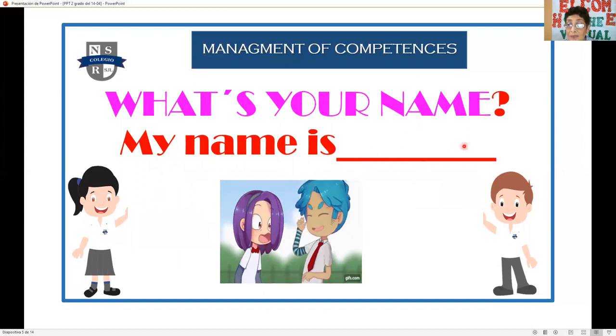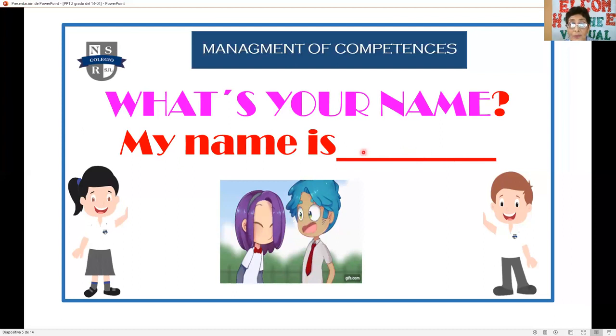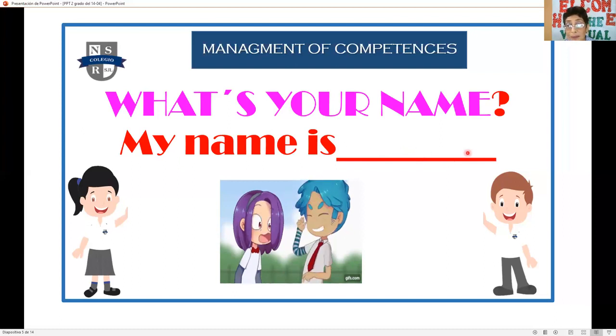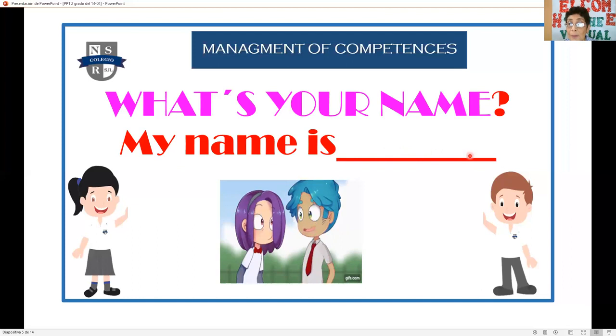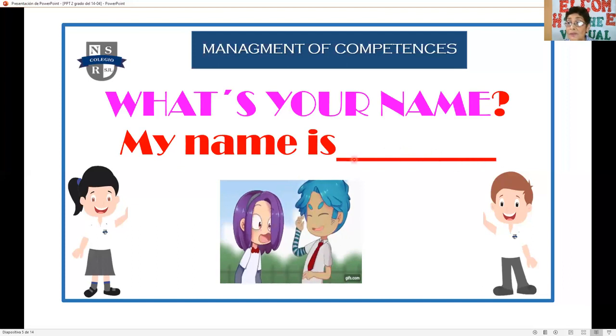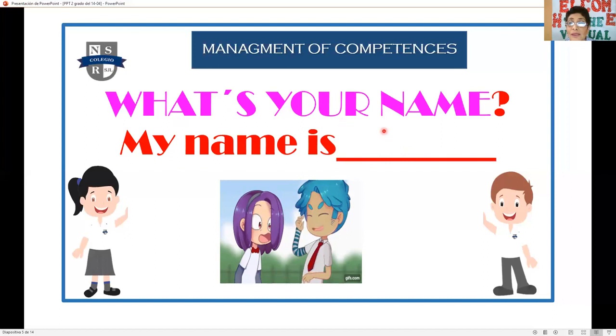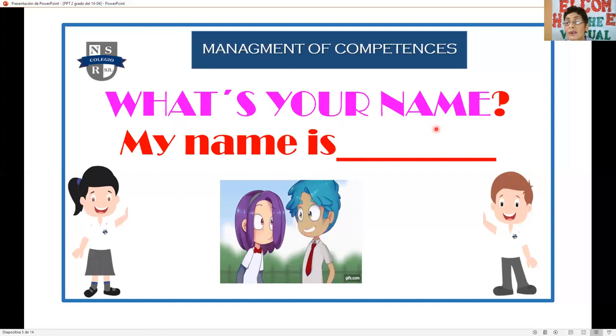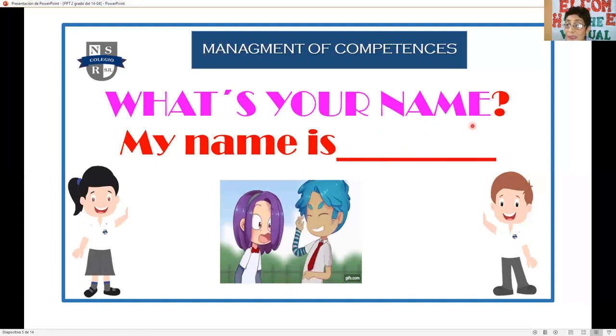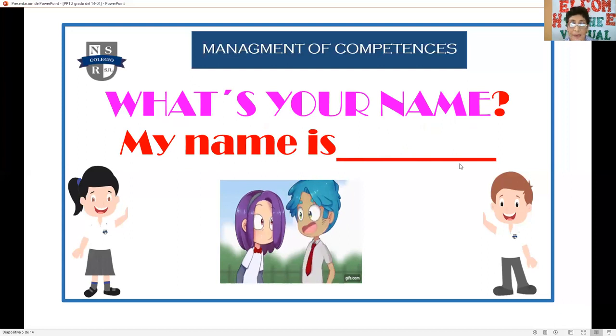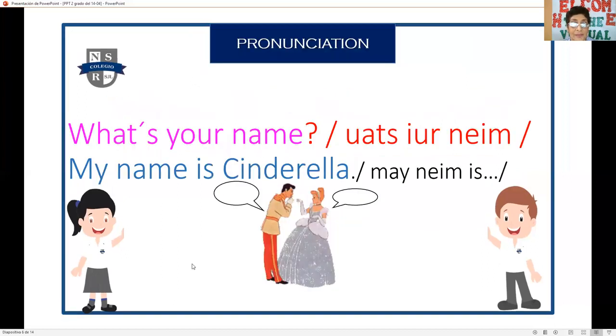Here, in this line, you're going to write your name. What's your name? My name is Pepita. Pepita, what's your name? My name is Lorena. I don't know. Each student is going to take care of his own name. Okay? So remember, the question that we're going to learn today is, what's your name? Okay? Let's see the next slide.